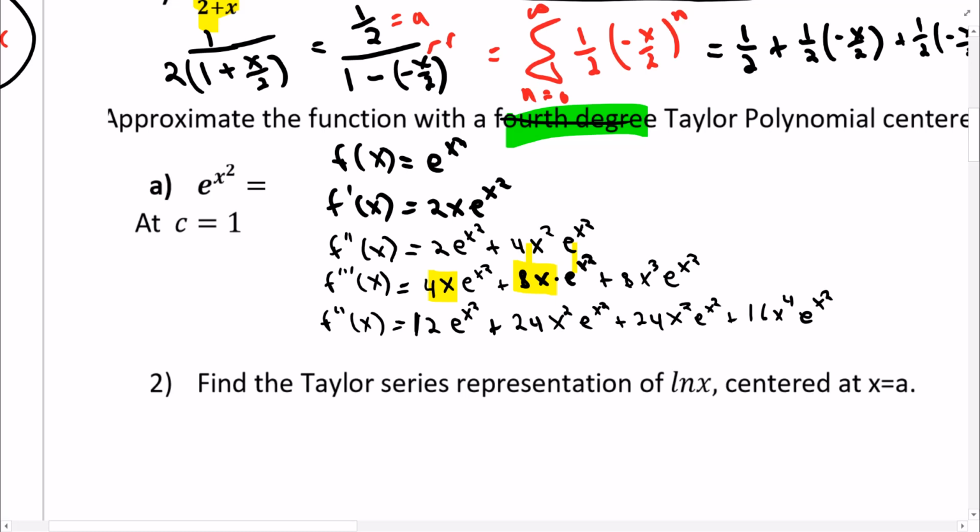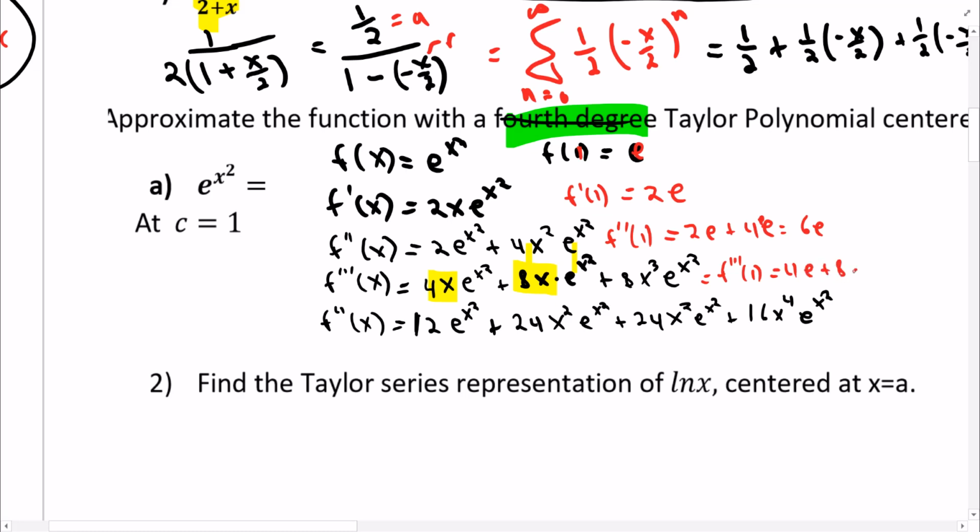All right, so that's basically the derivatives that we're going to need. And now we need to know these things all evaluated at 1. So if I plug in 1 here, we get e, right? If I plug in 1 to the derivative, it's going to be 2e. When I plug in 1 to the second derivative, it's going to be 2e plus 4e, which is 6e. When I plug in 1 to the third derivative, we get 4e plus 8e plus 8e, which is 20e.